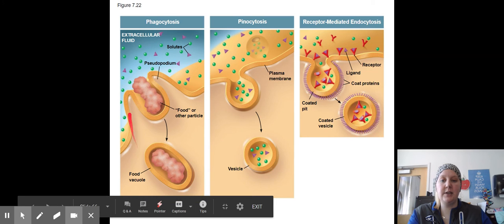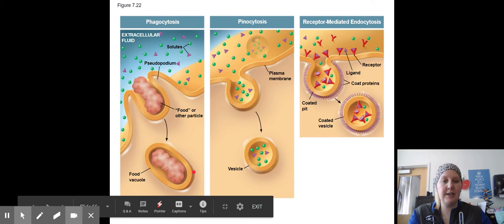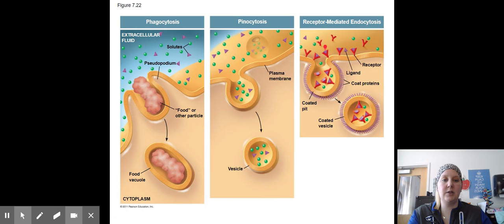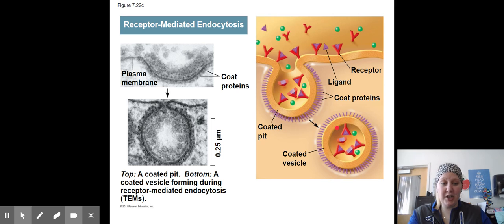So here we have phagocytosis, that food molecule comes in, that food vacuole pinches off from the cell membrane, lysosomes will come in and digest. Pinocytosis here, that pinching of the cell membrane brings it in, and now we have our vesicle that can be broken down by lysosomes. Or receptor-mediated endocytosis, so the ligand binds to the receptor right here, pinches off, and then we bring both the receptor and the ligand into the cell. And that is chapter 7.